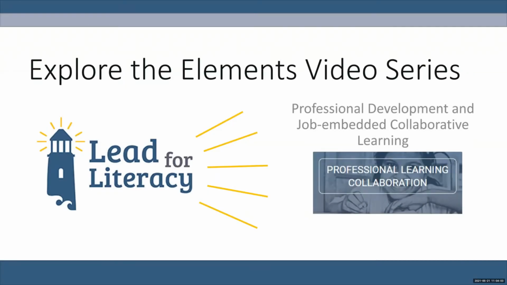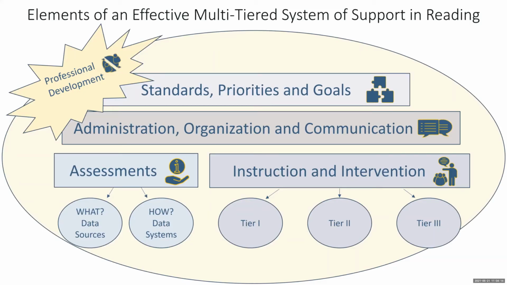In this Explore the Elements video, we will discuss important characteristics for using professional learning communities as a form of high-quality professional development. Let's take a look at important characteristics to remember when implementing PLCs as a form of high-quality professional development. This diagram illustrates how the 5 elements of the Lead for Literacy framework work together to establish an effective, multi-tiered system of support in reading.